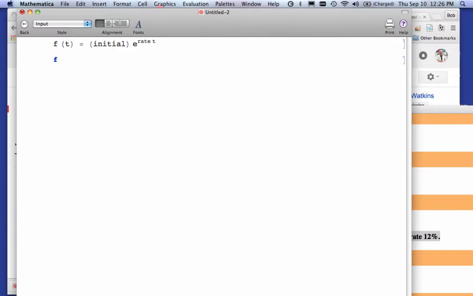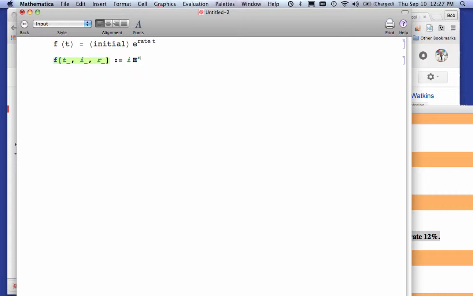The way I would code that in Mathematica is, again, f of t underscore. I'm also going to put I for initial, and R for rate. Then I'm going to do a colon equal sign, and then I, then a space for multiply, and I'm going to use a capital E for the exponential. I'm going to do a control 6. That gives me the up arrow.